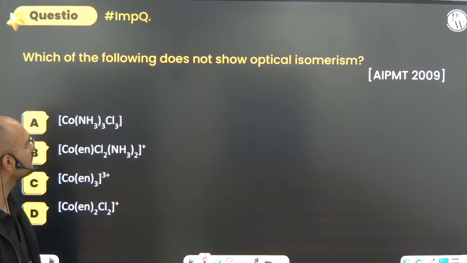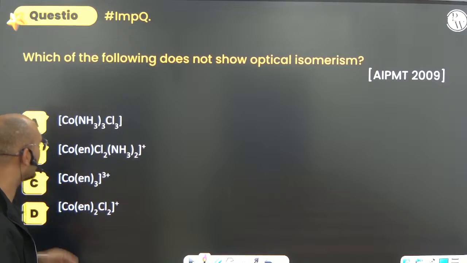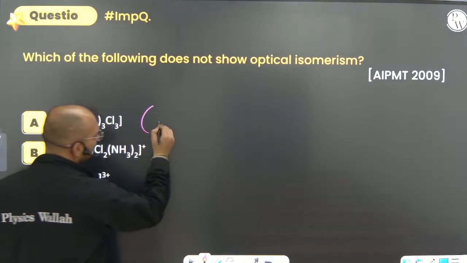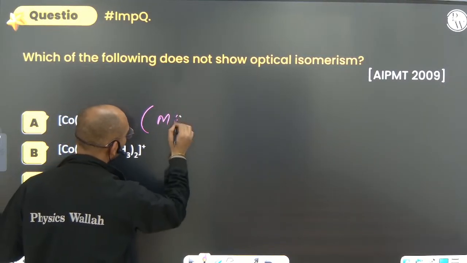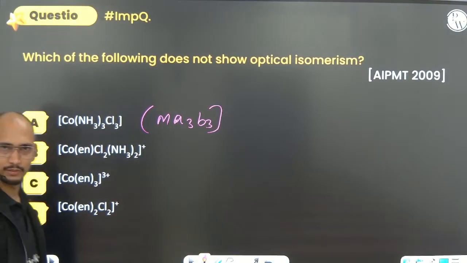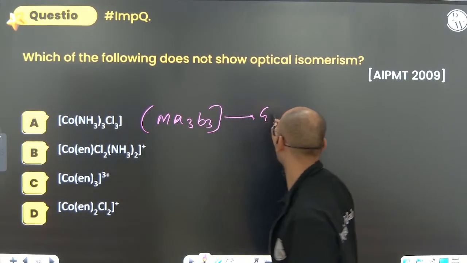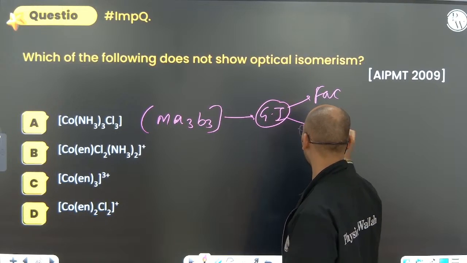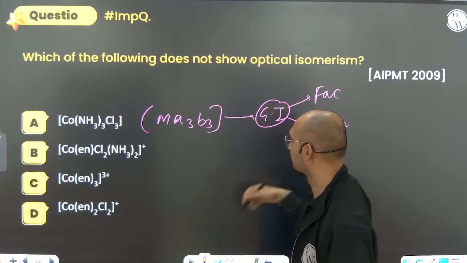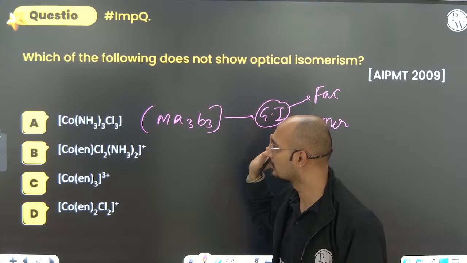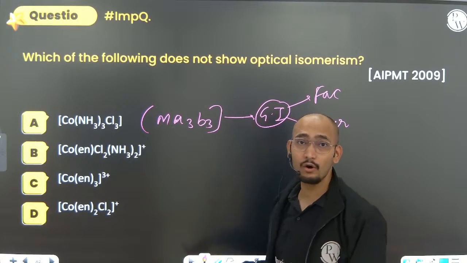Which of the following does not show optical isomerism? See, optical isomerism कौन नहीं show करेगा? Can you see? See, Co it is M A3 B3 type. M A3 B3 type में it may be either geometrical. अगर GI की बात करो तो GI में it may show you facial and meridional. That is fac-mer isomerism. Okay. So, but the point is कि does not show optical isomer. So this may or may not show.